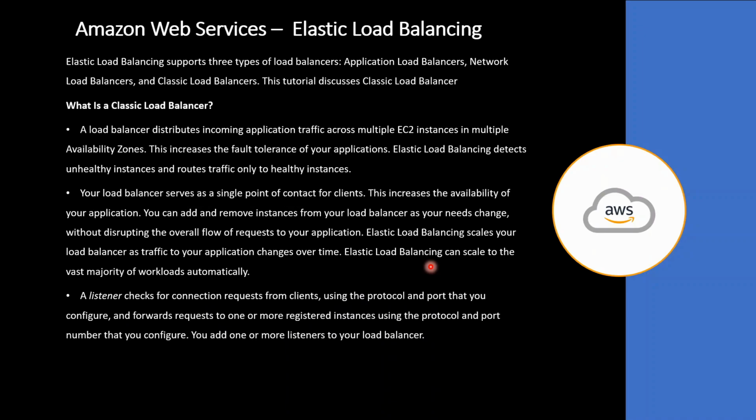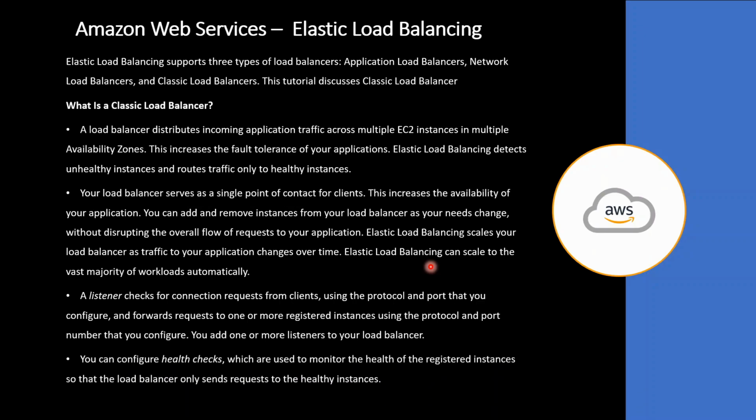A listener checks for connection requests from clients using the protocol and port that you configure, and forwards requests to one or more registered instances using the port and the protocol number that you configure. You can add one or more listeners to your load balancer. You can configure health checks. A classical load balancer health check is used to monitor the health of registered instances within your load balancer, so that the load balancer only sends requests to the healthy instances.